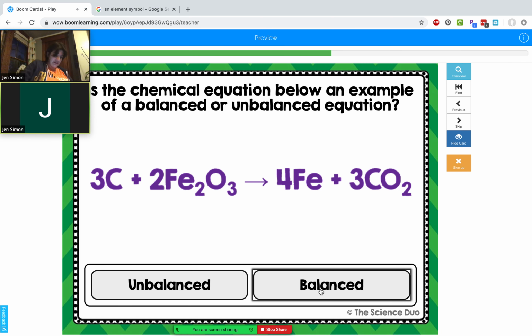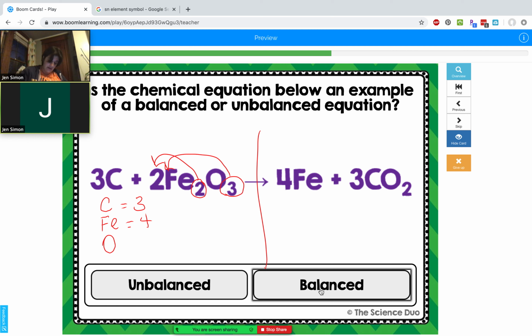Is this one balanced or unbalanced? We'll do the same thing again. So I have carbon, iron, and oxygen. Carbon over here, I have 3. Iron, I have 2 times a coefficient of 2, so I have 4. Sorry, that was iron. And oxygen, I have 3 times a coefficient of 2, and that gives me 6.